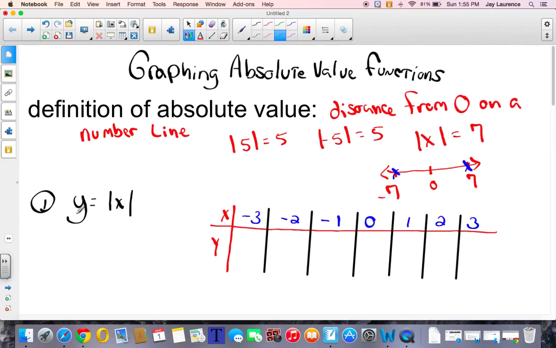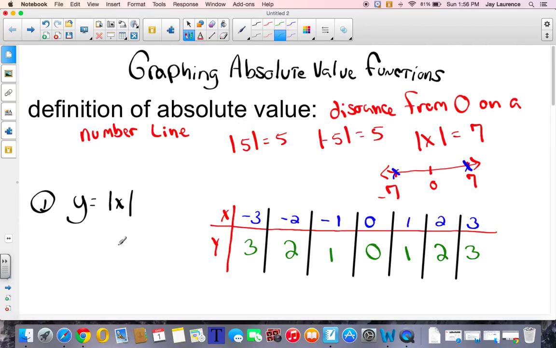All right, so I've picked some very important x's here, and I'm going to take the absolute value of each one of those because that's what y is. Y is the absolute value of x. So the absolute value of negative 3, how far is negative 3 from 0? It's 3 spaces. How far is negative 2 from 0? It's 2. Negative 1 is 1. 0 is 0 spaces from itself. Positive 1 is 1 space away. Positive 2 is 2 spaces away, and positive 3 is 3 spaces away.